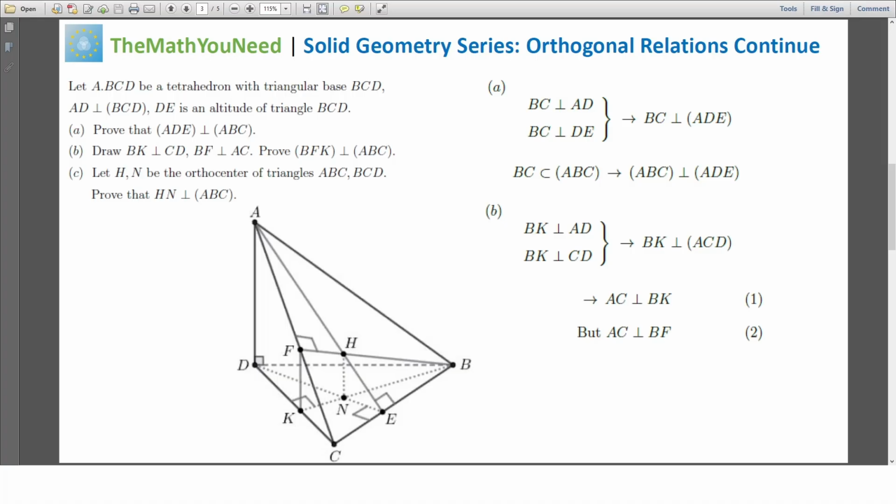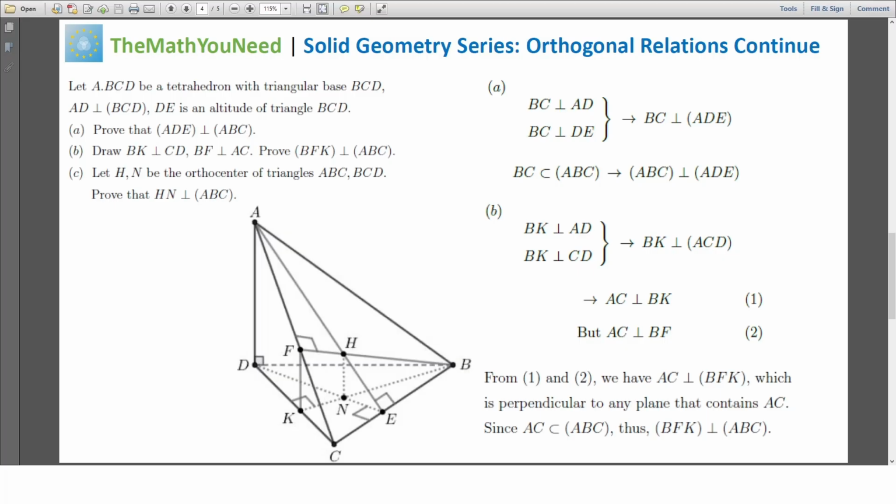Moving on to part B, we have BK is perpendicular to AD. Moreover, BK is also perpendicular to CD. Therefore, BK is perpendicular to plane ACD. So we have AC is perpendicular to BK, and we call that result number 1. But AC is also perpendicular to BF. We call that result number 2.